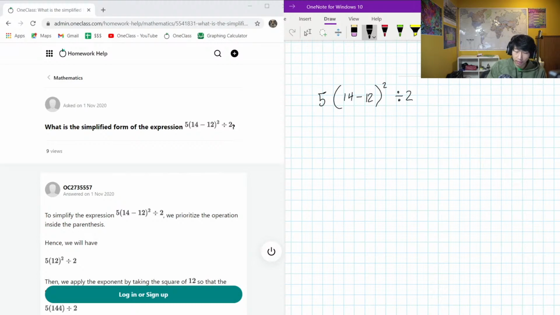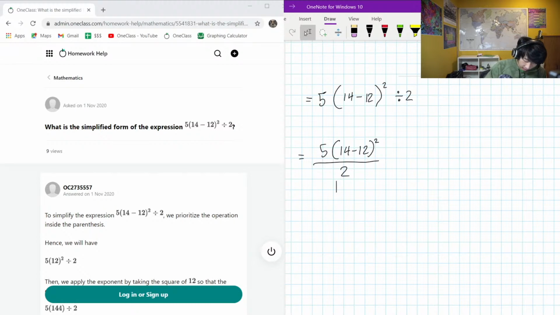Okay. I'm going to rewrite this as a fraction because, in my opinion, as you progress more and more through your academic life, you will see the division symbol less and less. You will see fractions more and more because fractions in general are less ambiguous, because if you have multiple divide symbols in a row, it can get sticky. Okay, so instead, we have 5 times 14 minus 12, squared, and all divided by 2, as a fraction instead of a divide symbol. It just makes things a little bit easier.